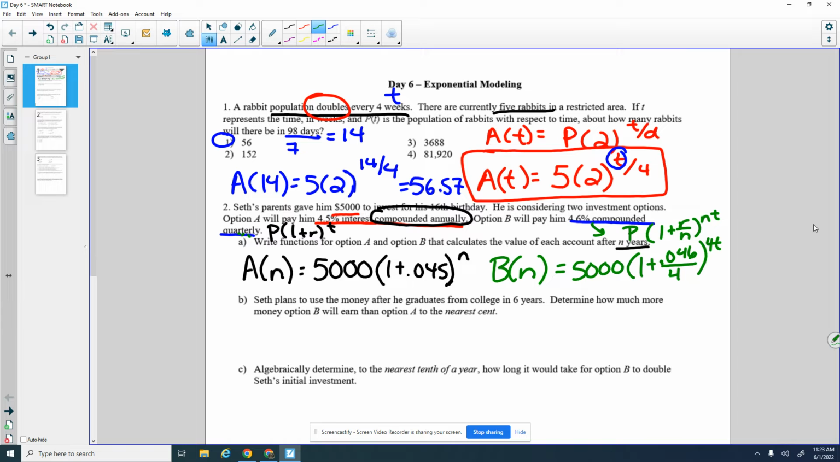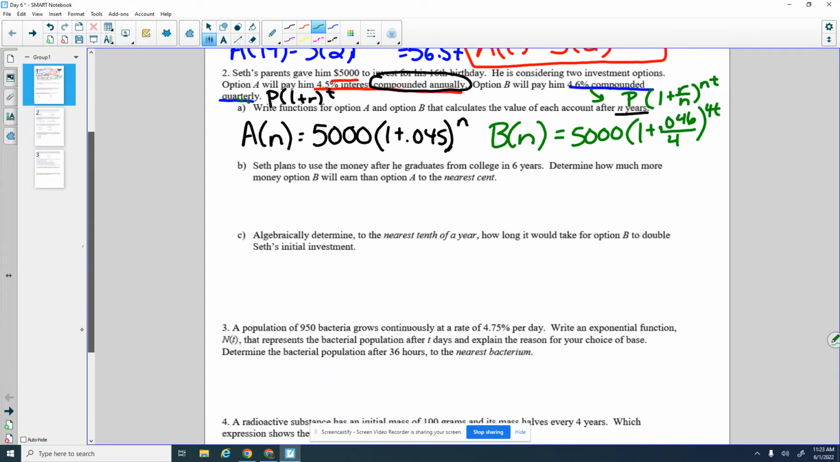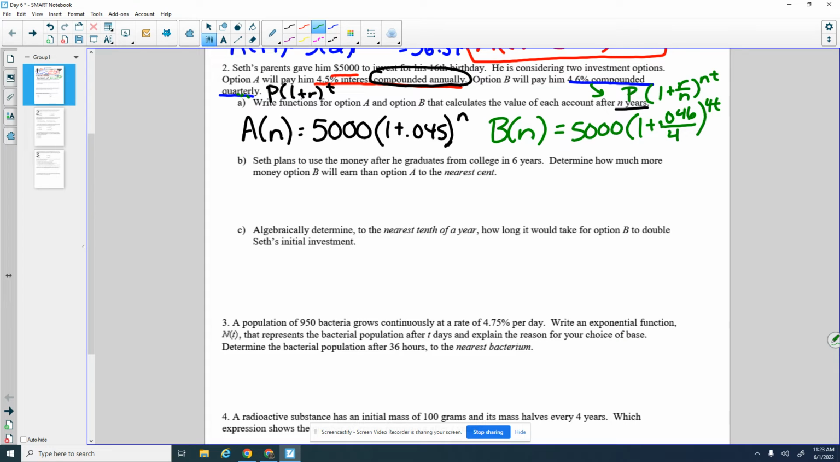The next one says Seth plans to use the money after he graduates for college in 6 years. Determine how much more money option B will earn than option A. So we're plugging in a 6, fixing the n over here first. So I'm going to do A of 6, which is 5,000 times 1 plus 0.045 to the 6th.